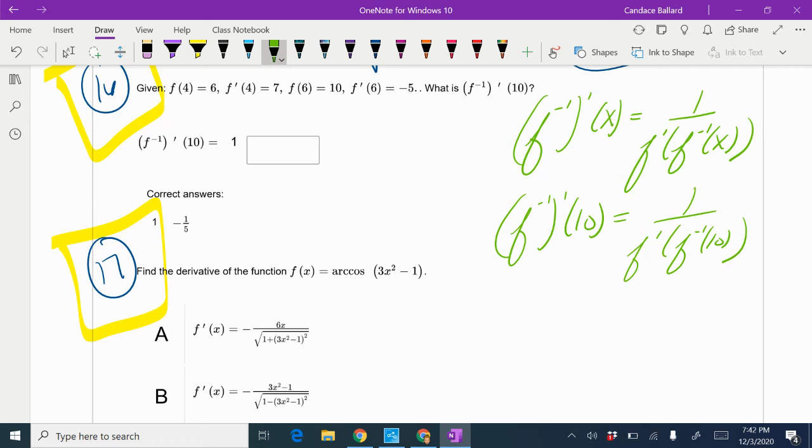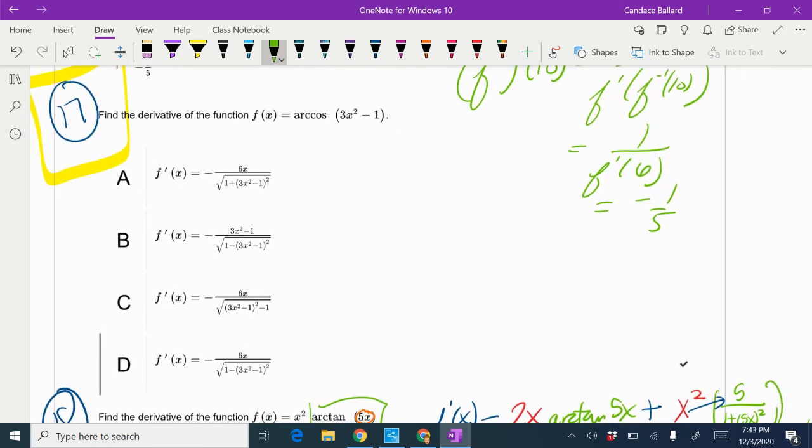You'll notice that we don't have f inverse of 10. But I remember I switched the x and the y, and that gets me the inverse. So technically, f inverse of 10 is equal to 6 because I swapped the x and the y here. So I have 1 over f prime of 6, and f prime of 6 just happens to be -5, so this one is -1/5.